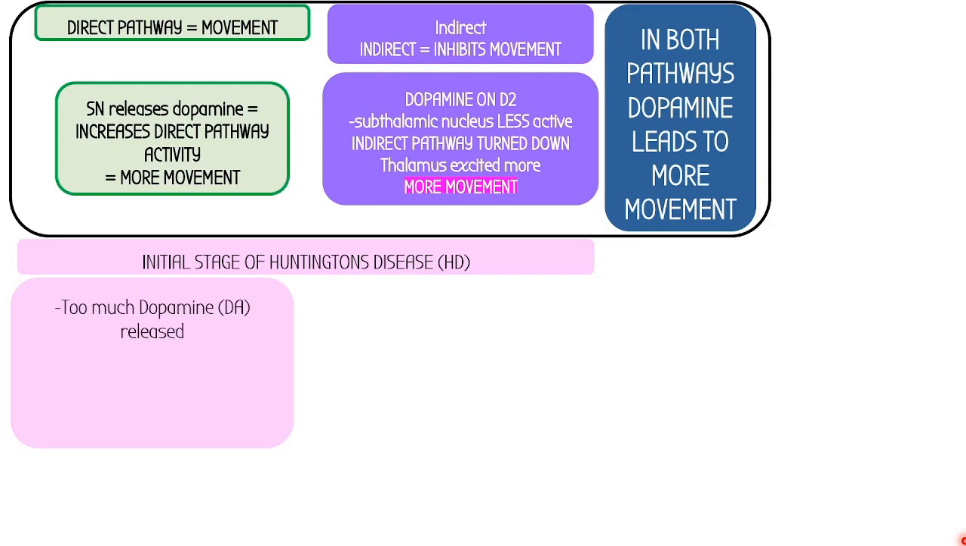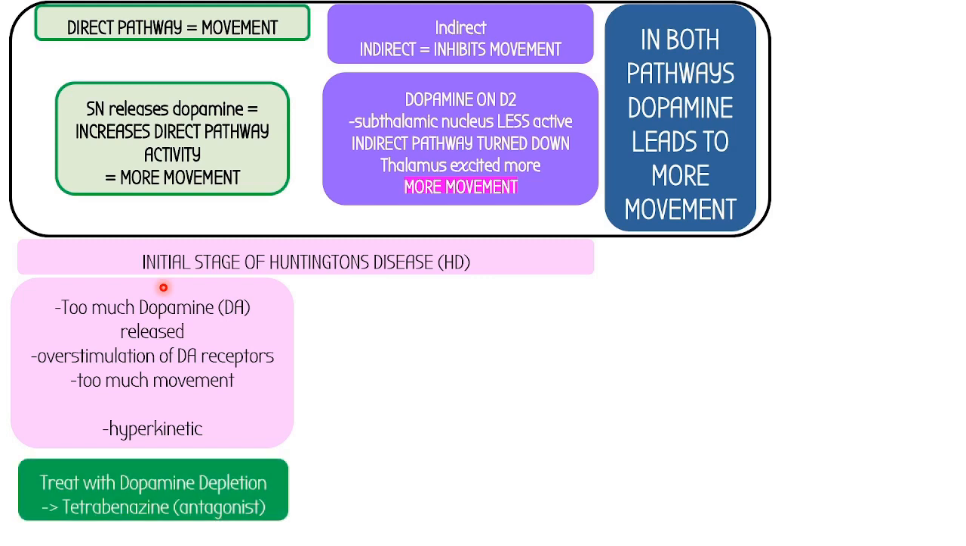There are two pathophysiologies you need to know. The first, one proposed mechanism, is that too much dopamine is being released. If dopamine leads to more movement, you're going to get overstimulation of these receptors, so you get hyperkinetic movement, like tremors. Notice I've said the initial stage of Huntington's. There's going to be a video on Huntington's in more detail, but this is the initial stage. There's a different pathology for the late stage of Huntington's, which causes akinesia. But your first stage is going to be hyperkinetic.